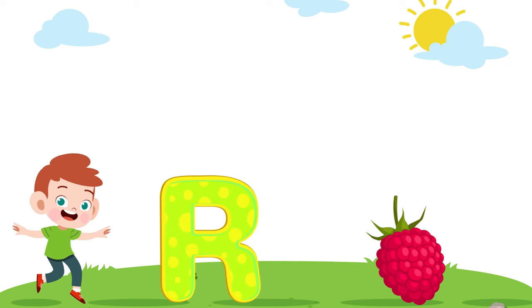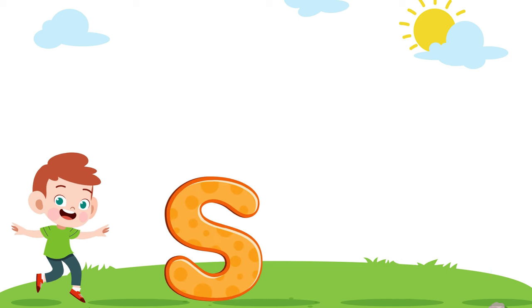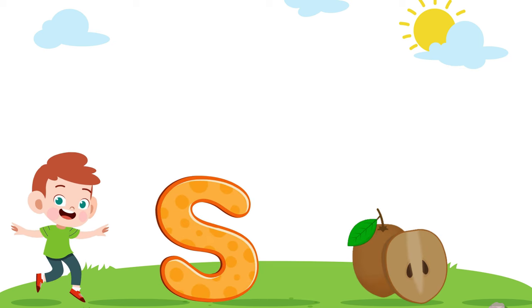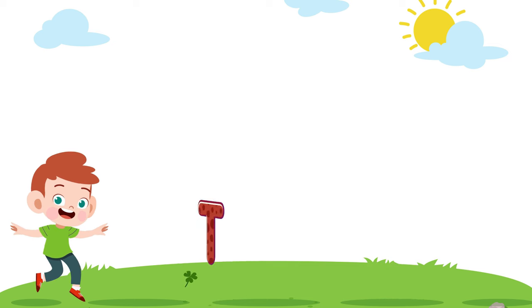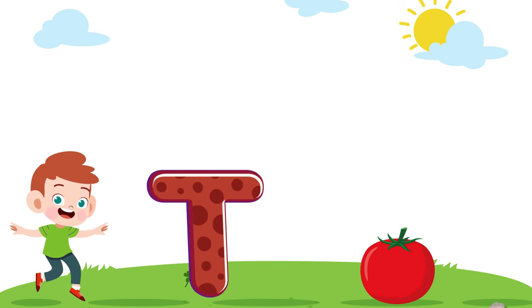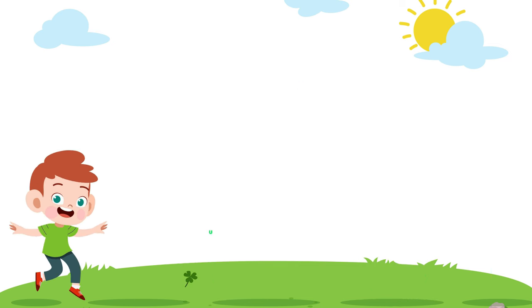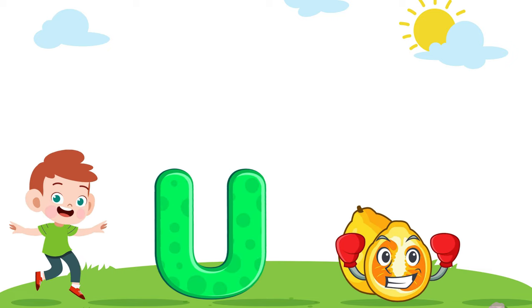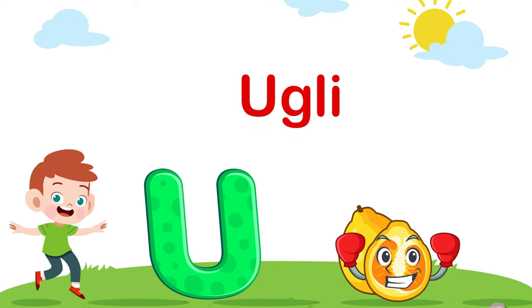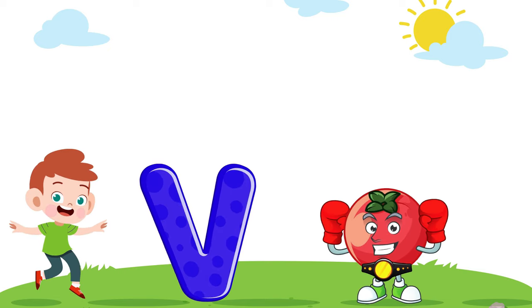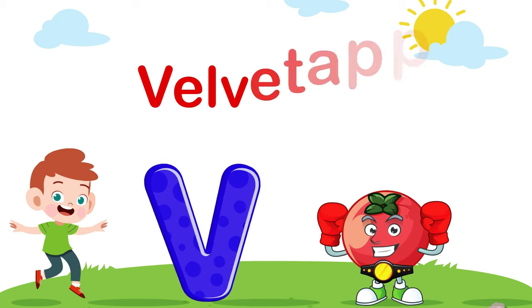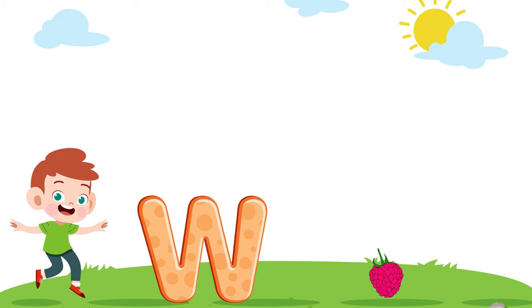Q, Q. Quince. R is for Raspberries. R, R. Raspberries. S is for Sapodilla. S, S. Sapodilla. T is for Tomato. T, T. Tomato. U is for Ugli. Uh, uh. Ugli. V is for Velvet Apple.